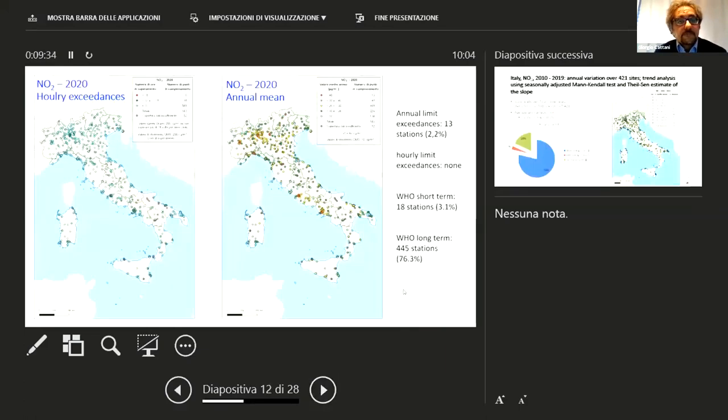Okay, we are talking about nitrogen dioxide, which is another important pollutant, mostly related to traffic emissions. We have a small number of exceedances of the annual mean limits, particularly in stations nearby major roads. However, in this case too we are far away from the World Health Organization long-term exposure limits, which was changed to 10 micrograms per cubic meter in September 2021.